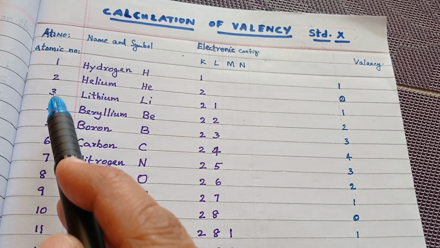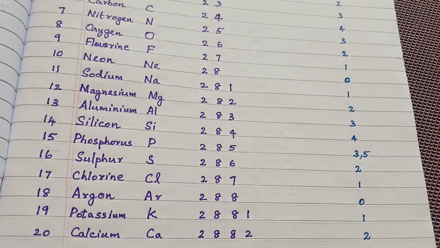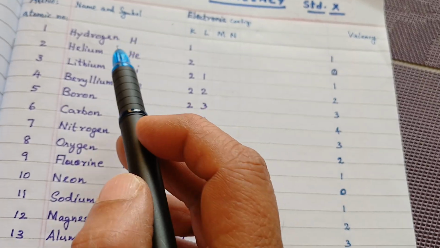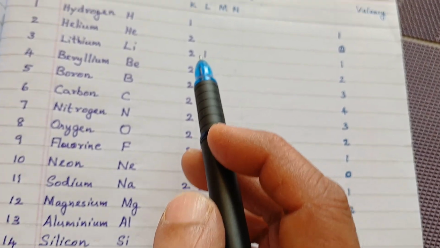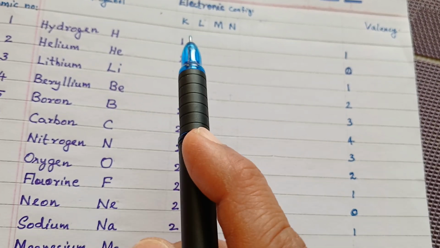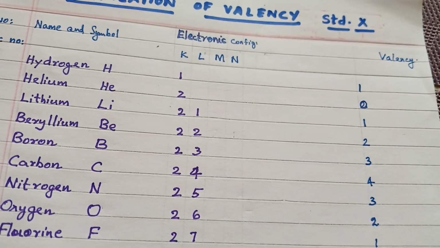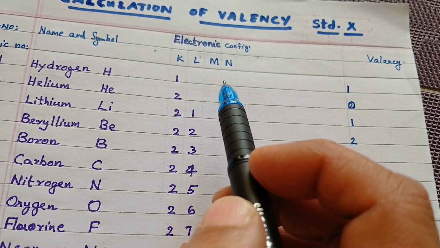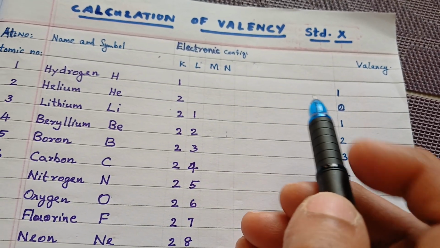Like the serial numbers, I have given the atomic numbers in the left hand side column, and then the name and symbol of the element are here. Then the electronic configuration. Electronic configuration, you know that it is the arrangement of electrons in the various shells K, L, M, N, etc. So let us see how to calculate the valency.